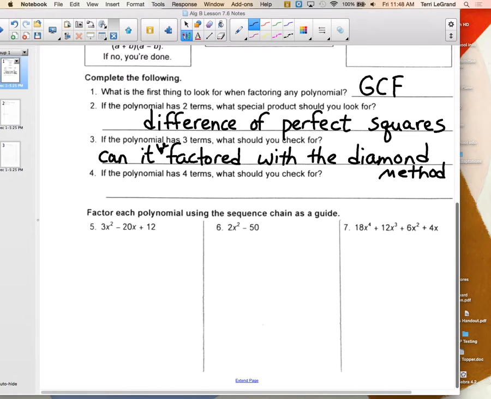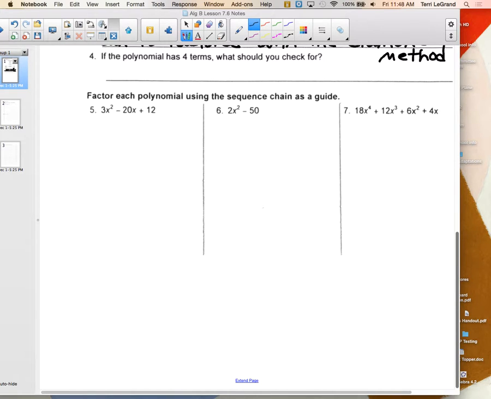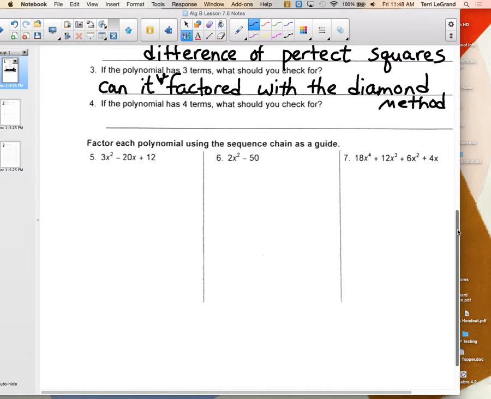Okay, and then if it has 4 terms, what kind of factoring are we going to look to do? What do we do when there are 4 terms? Factoring by grouping. Factoring by grouping. So you're going to set up the 2 groups, and you're going to try and factor it that way.